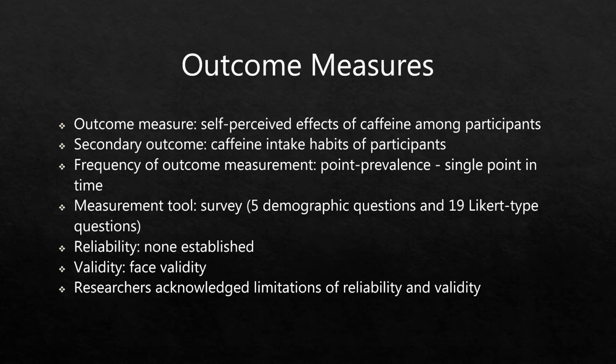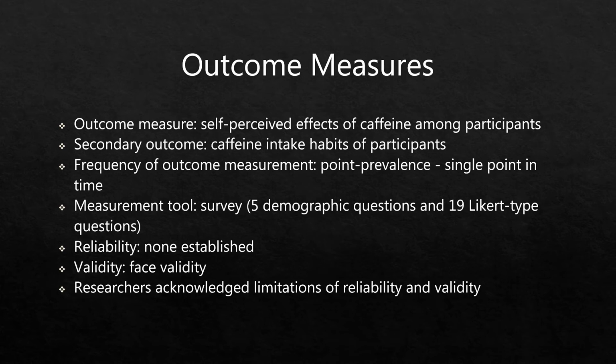The measure used to obtain this information was a survey tool, which consisted of 5 demographic questions and 19 Likert-type statements on a 4-point scale. The researchers acknowledged in the paper that as they created the survey tool for the purpose of this study, it has no established reliability. The survey tool was reviewed by peers and hence has face validity.